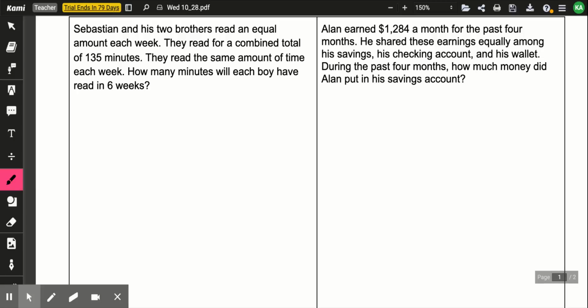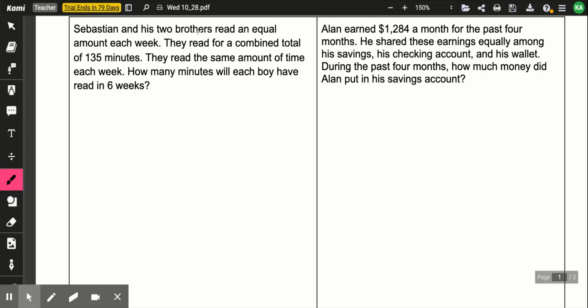All right, guys, today we're going to do a couple of word problems, and I want you to stop throughout and answer some questions, and then make sure you're taking notes in your math notebook as you're following along. So we'll start with this first one.